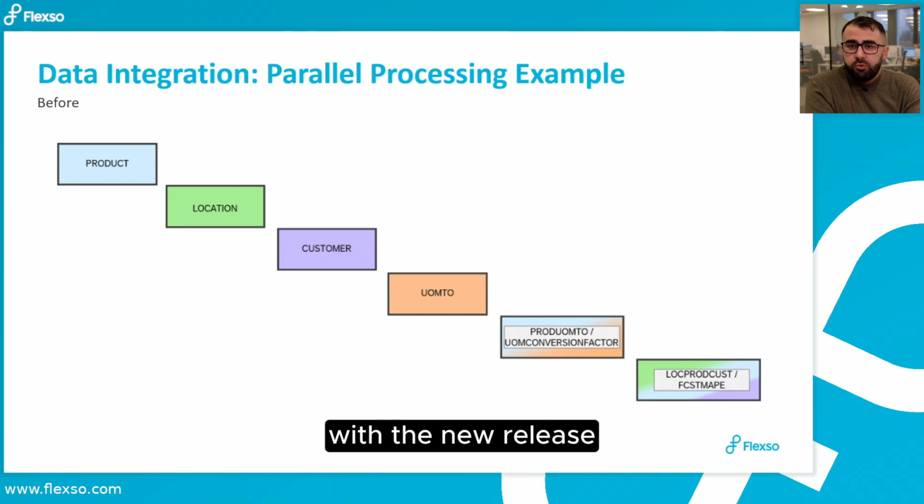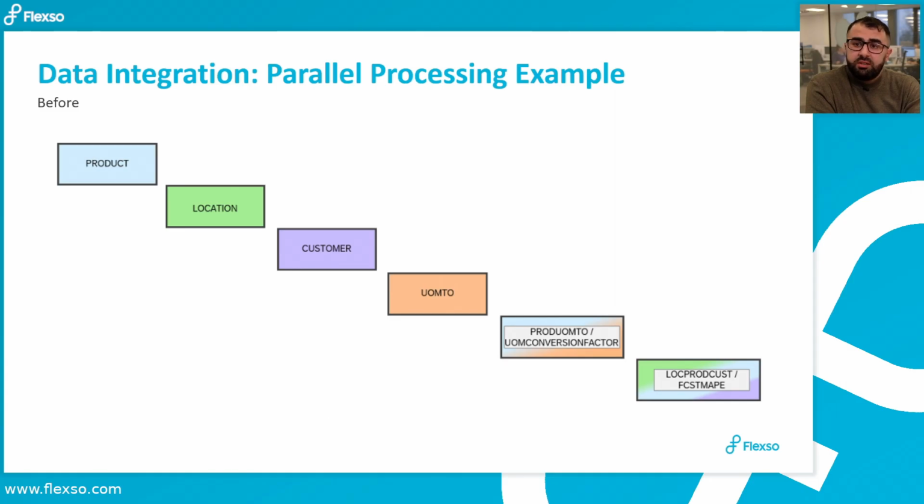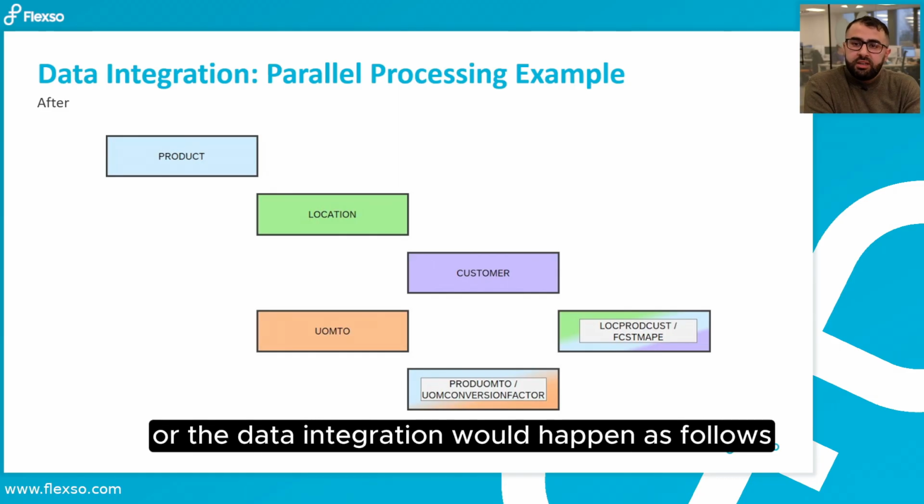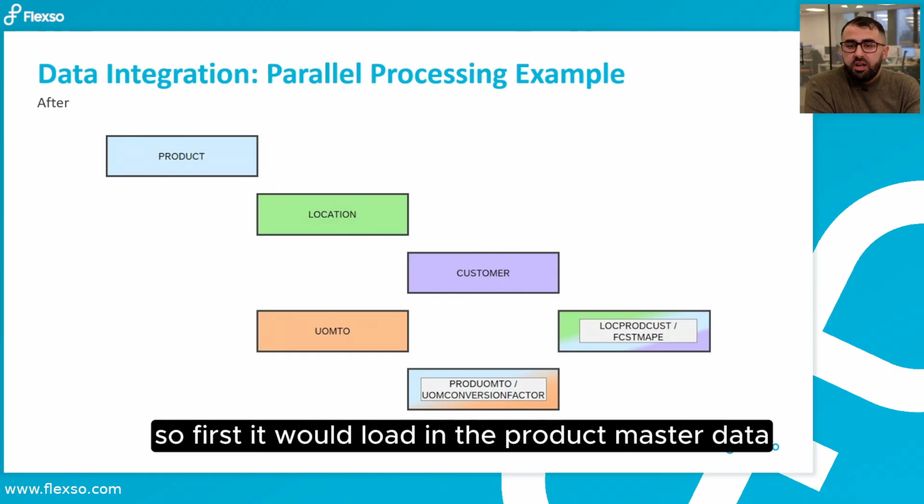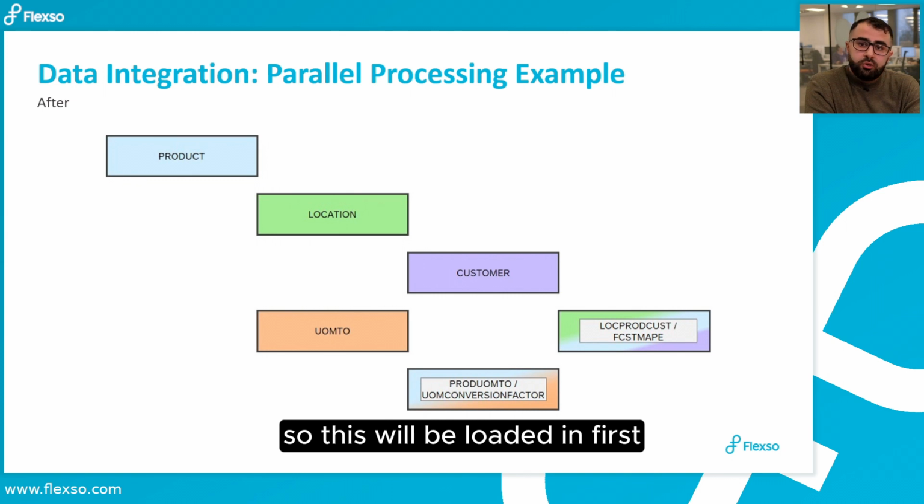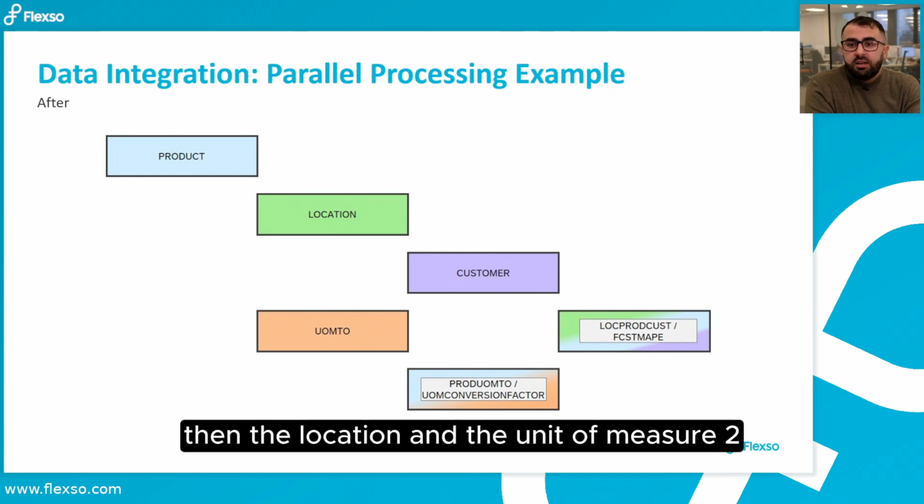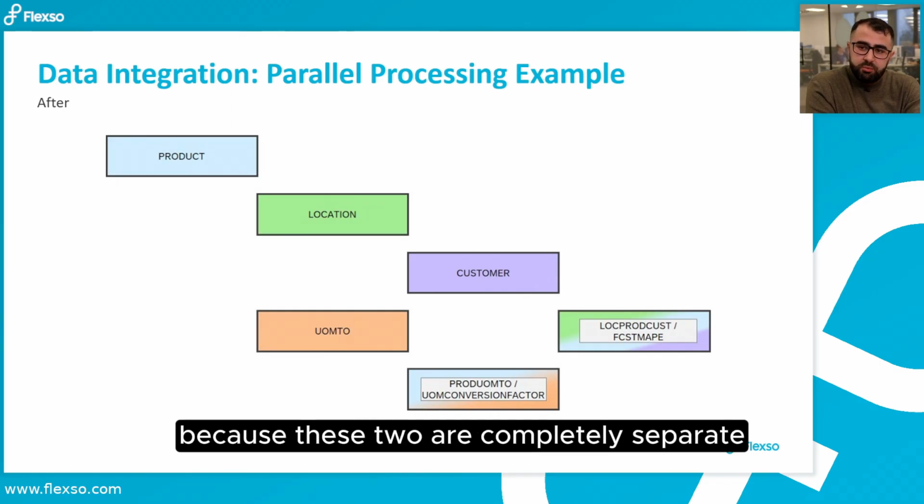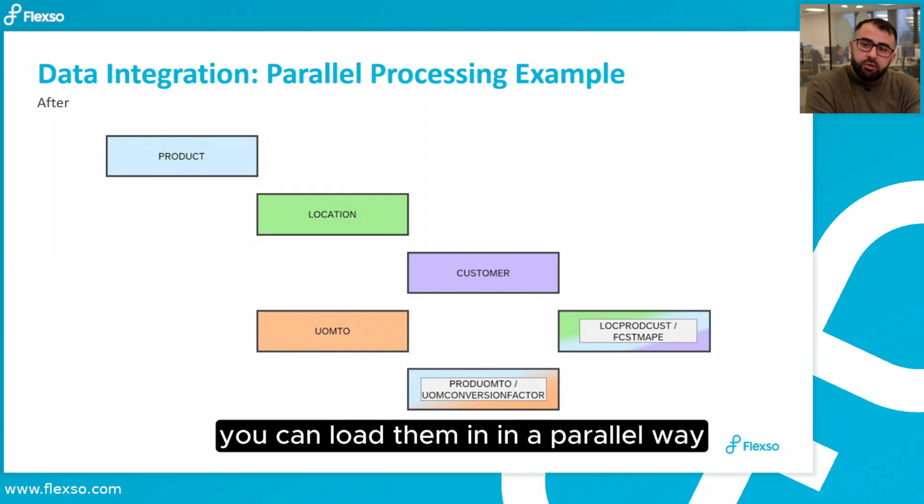However, with the new release, the loading of the data or the data integration would happen as follows. First it would load in the product master data, because this conflicts with other data, so this will be loaded in first. Then the location and the unit of measure 2 master data will be loaded in. Because these 2 are completely separate, you can load them in a parallel way.